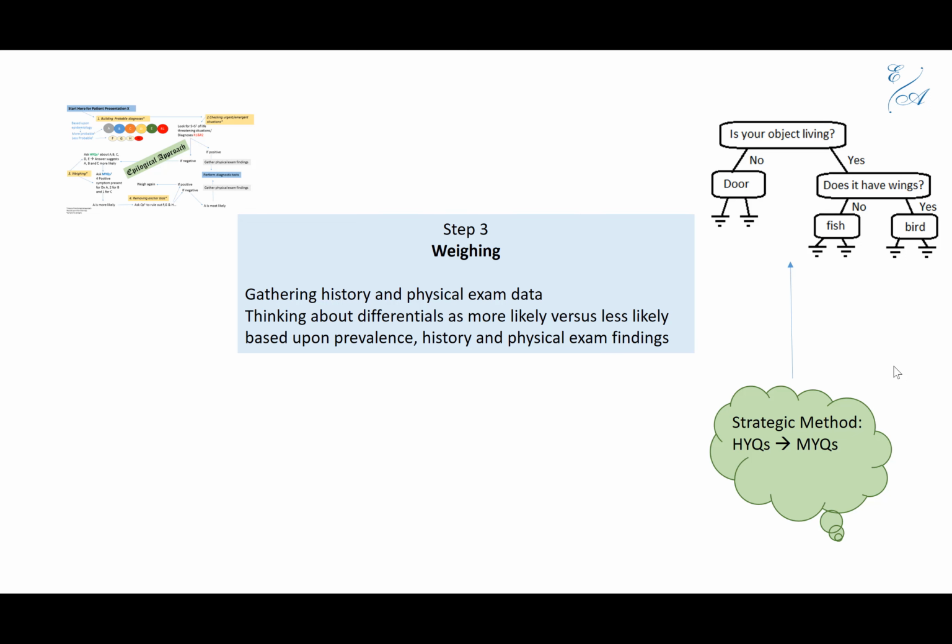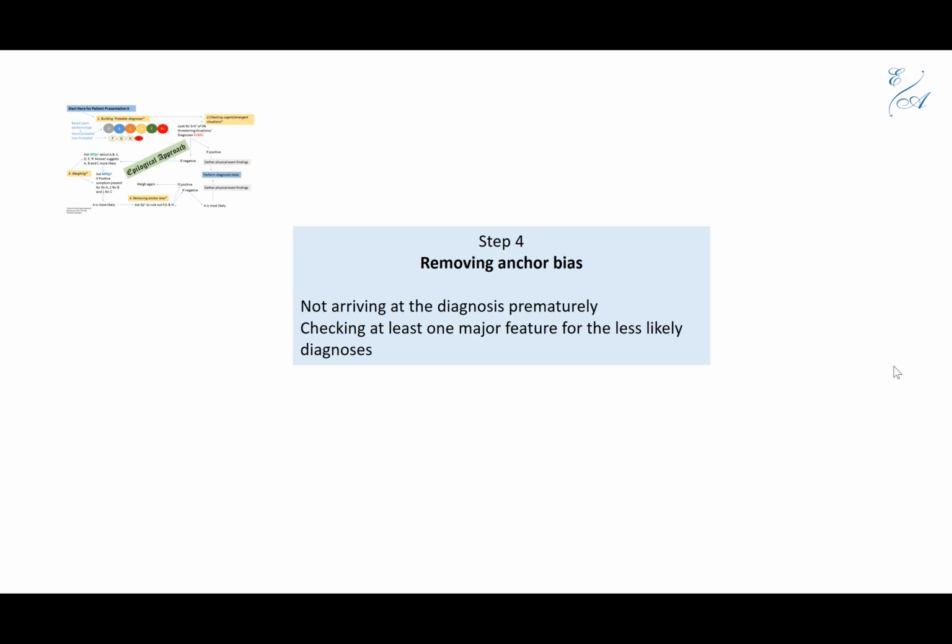So let's move on to the next step. After you've gathered enough information about one or two working diagnoses, then you want to make sure that you remove anchor bias, which basically means you don't arrive at the diagnosis prematurely, or don't prematurely close your encounter. So you check at least one major feature for the less likely diagnosis as well.